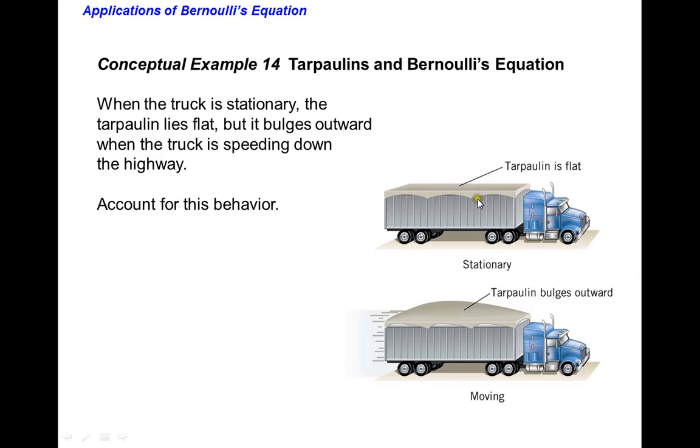When the truck is stationary, the tarp lies flat, but when it's speeding down the highway, it lifts up. What's going on there? Well, when the velocity of the fluid up here is fast, as the truck is moving, and the velocity down here is slow or zero, then we get regions of relative high and low pressure. If we have a region of relative low pressure up here, then we'll have a force that pushes it up. So conceptually, there's this sense.